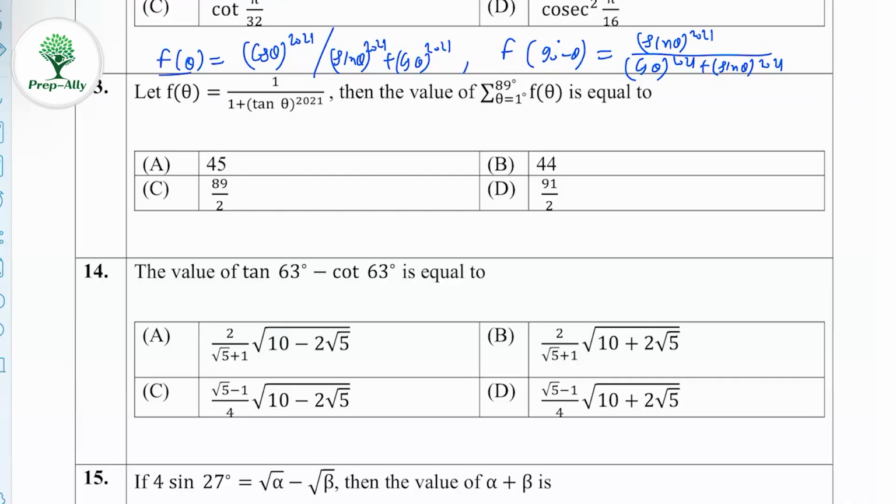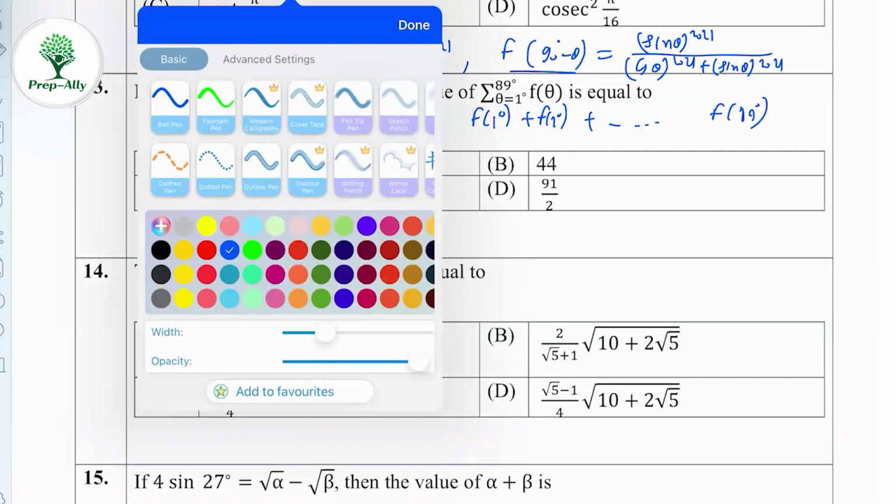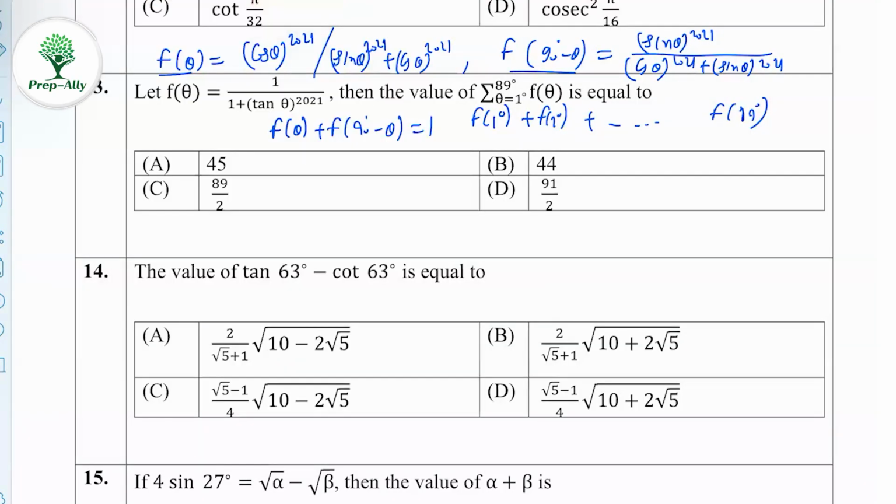So now f of theta plus f of 90 minus theta will be what? 1. F of theta plus f of 90 minus theta is equal to 1. So that means f of 1 plus f of 89 degree is 1. See, basically what they are asking is f of 1 degree plus f of 2 degree and so on, up to f of 89 degree. Just now we proved that f of theta plus f of 90 minus theta is 1. So f of 1 plus f of 89 is 1. F of 2 plus f of 88 is 1. F of 3 plus f of 87 is 1.